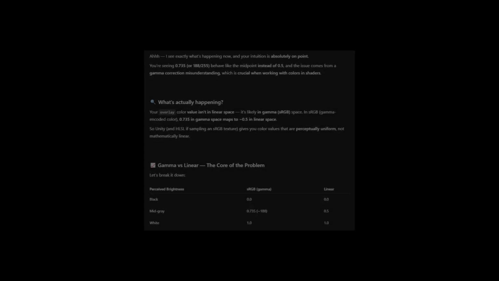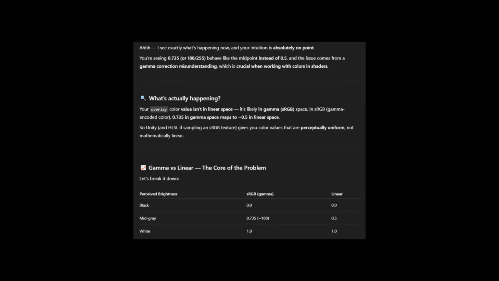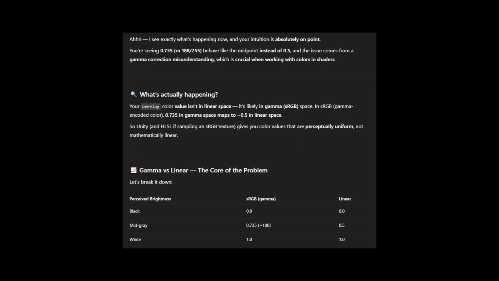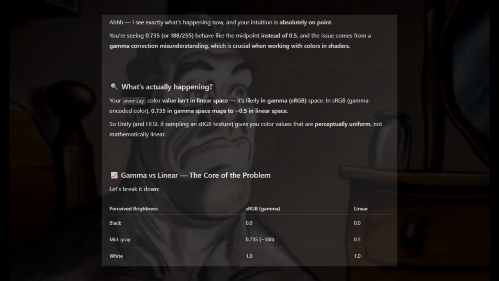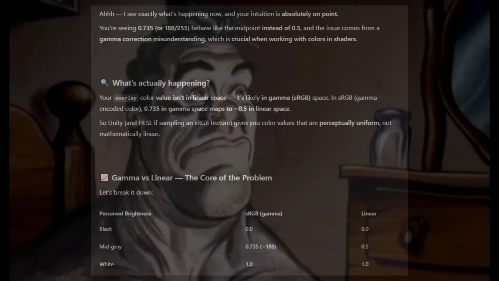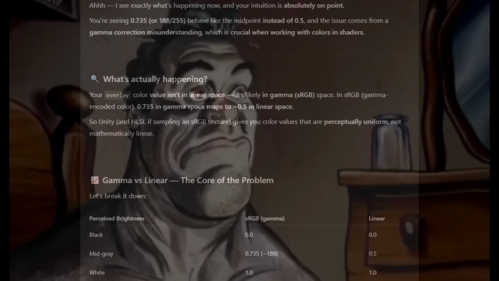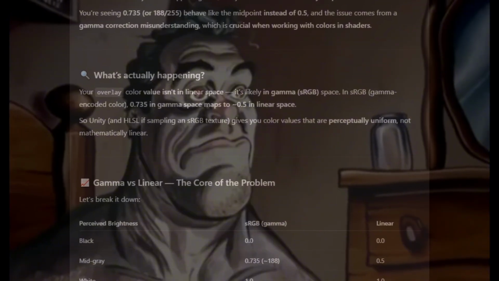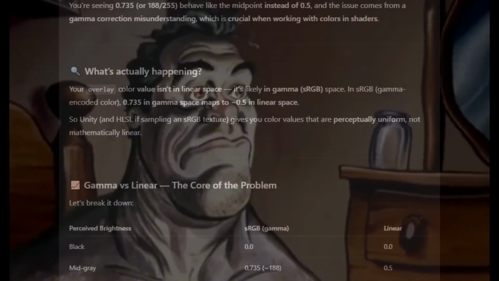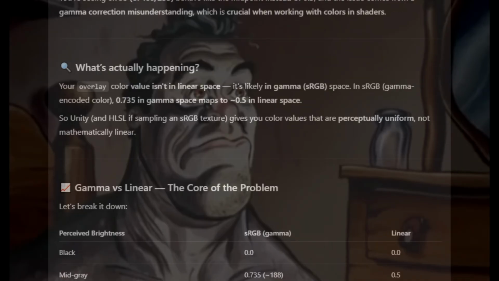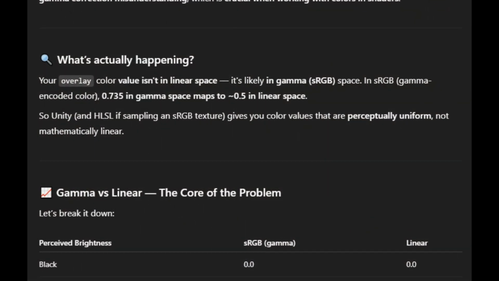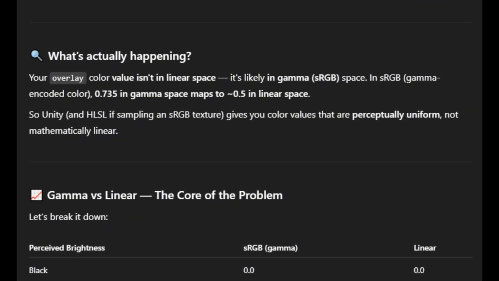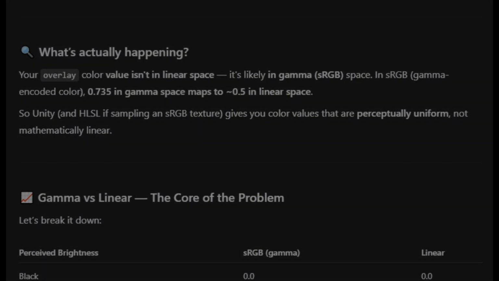Your overlay color value isn't in linear space. It's likely in gamma or sRGB space. In sRGB, which is gamma encoded, a value like 0.735 actually maps to around 0.5 in linear space. So what you're seeing in Unity, and in HLSL if you're sampling an sRGB texture, are color values that are perceptually uniform, not mathematically linear.